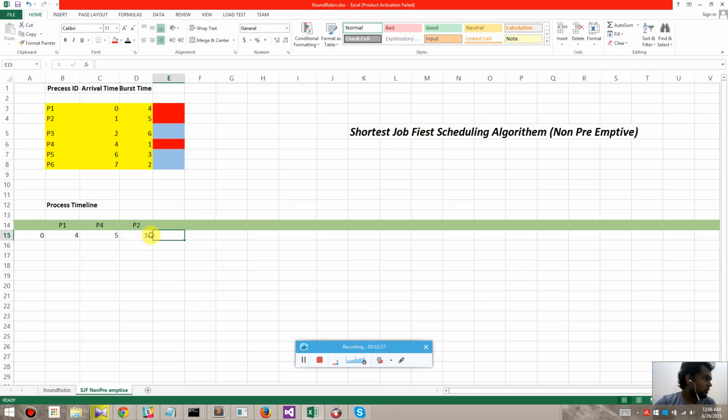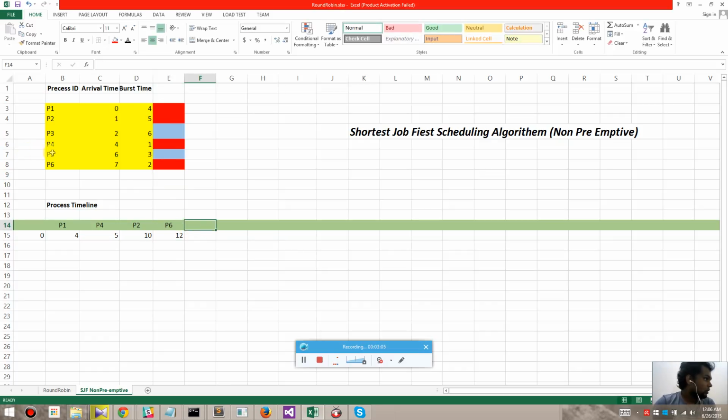Right, time is 10, which means that processes 5 and 6 also have arrived. You can see the arrival times here. So for the next calculation, I have to consider P5, P6 and P3. From these three, P6 is the shortest. It has a burst time of 2. So I'll mark P6 as the next one executing, and this should be 10 plus 2 is 12.